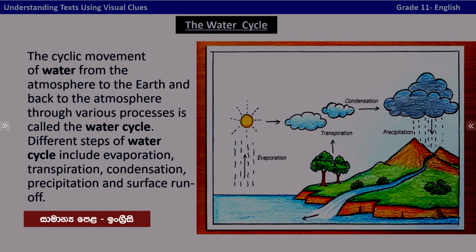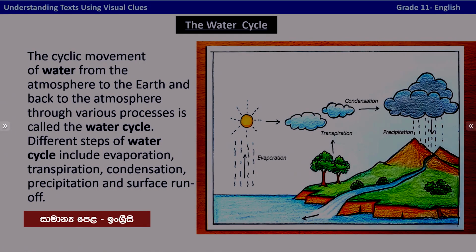Can you look at this picture? If you look at the picture clearly, you can see the word evaporation here. See how the upward arrow shows you the word evaporation, actually the meaning of the word evaporation. It is the water going up towards the sun as vapor.